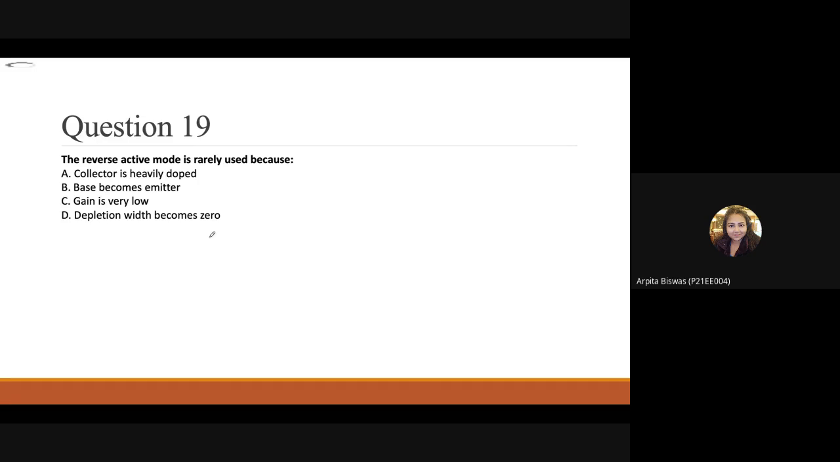I think in the next class we can go into more details and draw the structure. Which one is the active region? Which one is the reverse active? Normally in this section we are going to discuss just a little bit. In the next question we can solve the numericals also. Then I will put the structure, like the circuit diagram, so it will be more clear to you. So now tell me, the reverse active mode is rarely used because the collector is heavily doped, the base becomes the emitter, the gain is very low, or the depletion width becomes zero.